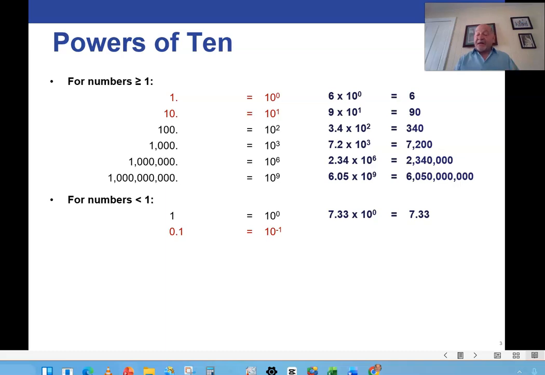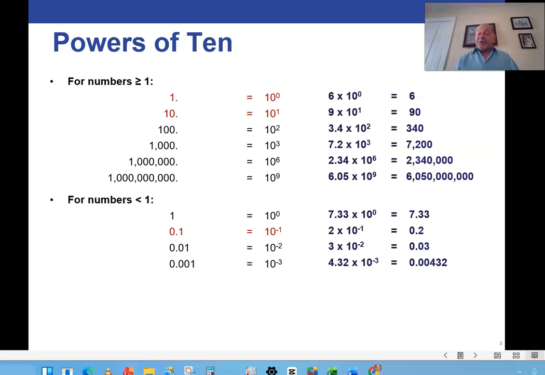So 10 to the minus 1 is the same thing as 0.1. So 2 times 10 to the minus 1 is the same as saying 2 times 1/10. 2 times 1/10 would be 2/10, or 0.2. 0.01 is 10 to the minus 2 power. So 3 times 10 to the minus 2 power would be 3/100ths, or 0.03. 0.001 would be 10 to the minus 3 power.